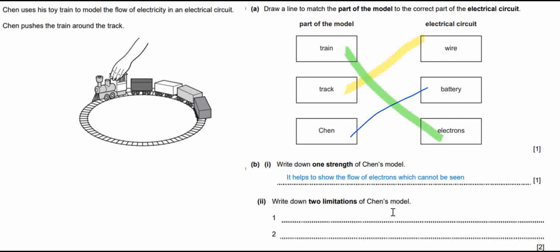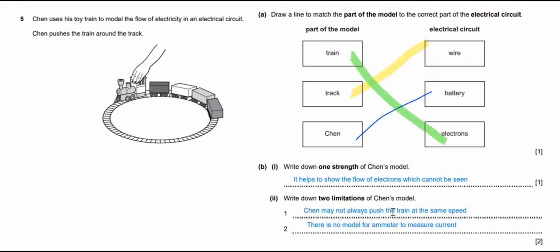Right, okay, time up. Let's check out the answer. If not finished, you may pause this video. So the answer is Chen may not always push the train at the same speed. That is a limitation of Chen's model, while cells always push the electrons at the same speed. Also, there is no model for an ammeter to measure current in here. It's too simple. Alright, next we move to question 6.